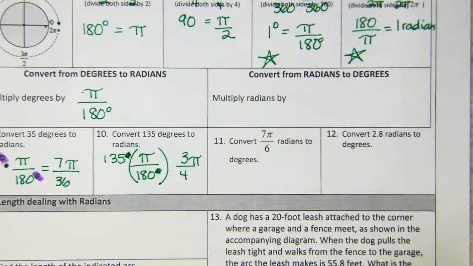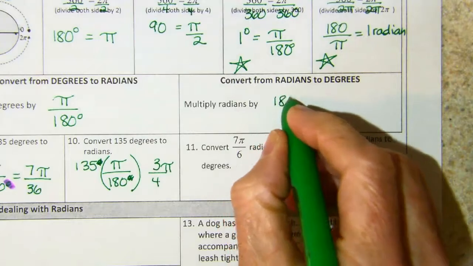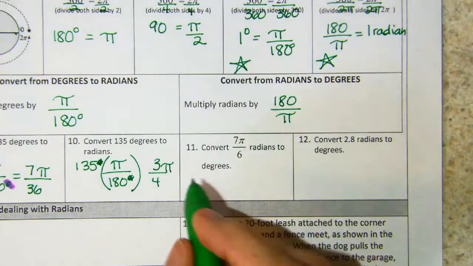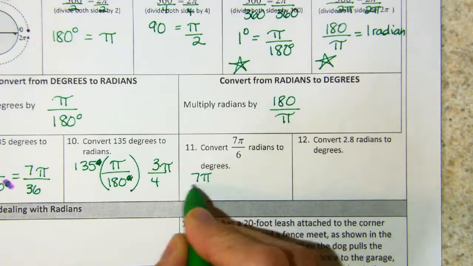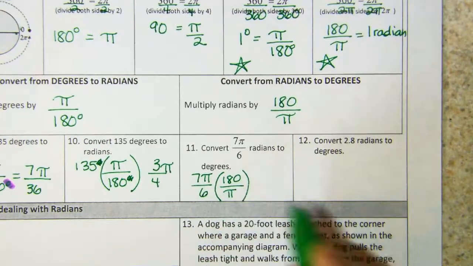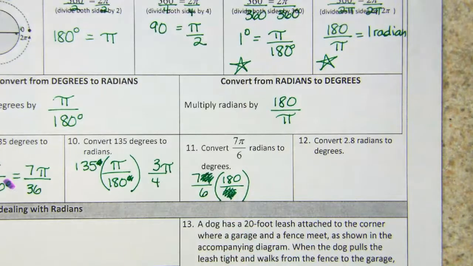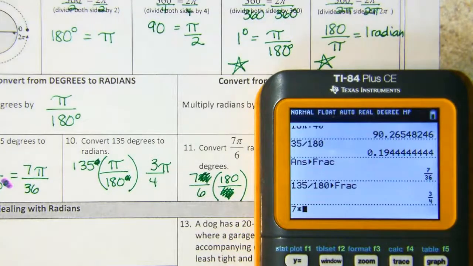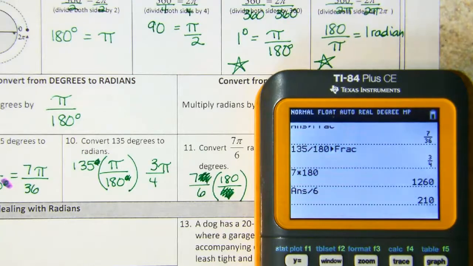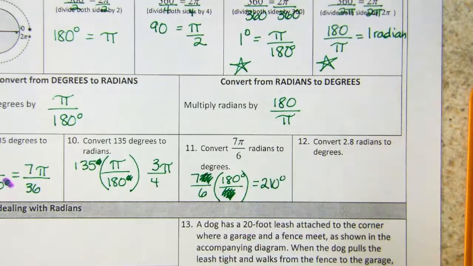Now, converting from radians to degrees, we're going to use this conversion factor. Here we're going to multiply by 180 divided by pi. Now remember, we want the pi's to cancel out here. So here we have 7 pi over 6 times 180 over pi. You're going to remember this because we want the pi's to be diagonal. Now we can use the calculator. 7 times 180 and divide that by 6, and we get 210. Because this is now degrees, this means that this is 210 degrees.